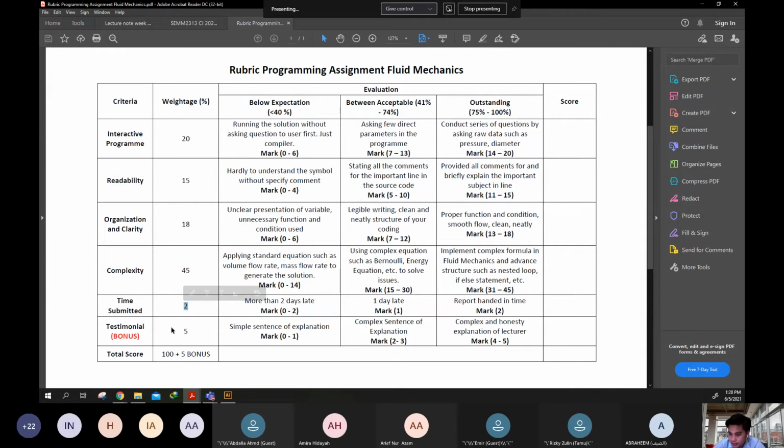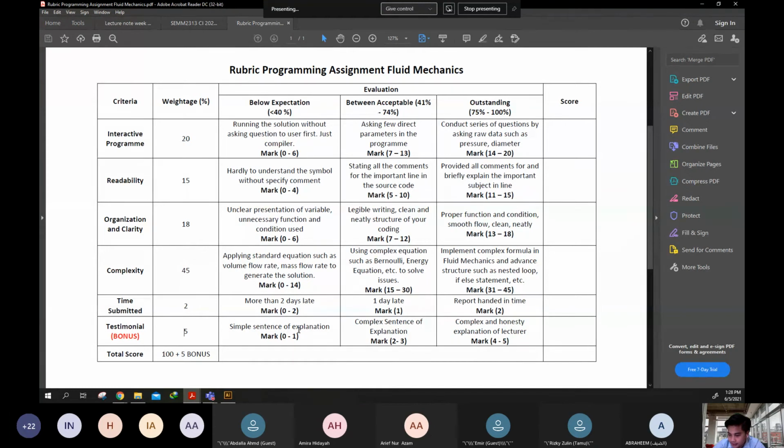Okay, this is the bonus part. This testimonial is the extra part. You can see all this is 100 plus 5. For example, this one you score 10, maybe you score 8, this is you score 9, this is you score 30, and then you get 70. So how to increase more? You can put the bonus mark. So this is the bonus.